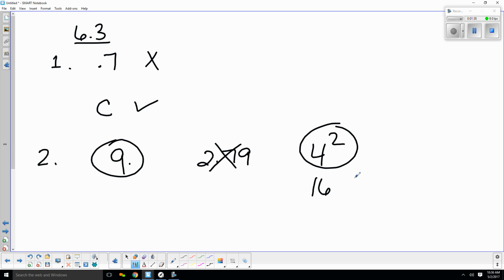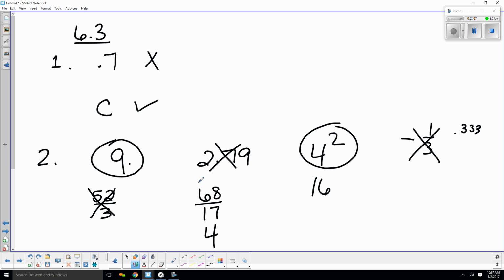Negative 1/3. If I divide this out, that becomes 0.3 repeating. Okay, that is not a whole number. 52/3. When I divide that out, it becomes 17 point something. Okay, so that is not a whole number. When you do the next one, 68/17, when you divide that, that becomes 4. That is an integer.